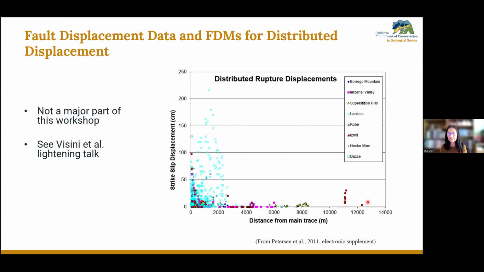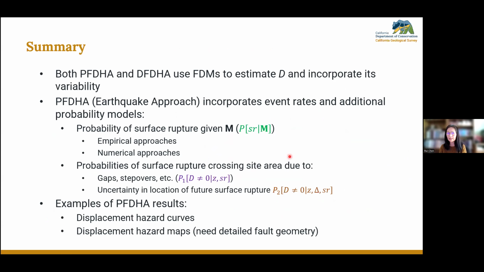Now, distributed displacement is not a major part of this workshop, but Francesco Vicini will give a lightning talk on this subject. In summary, both PFDHA and the DFDHA use fault displacement models to estimate displacement. They both incorporate variability in displacement.